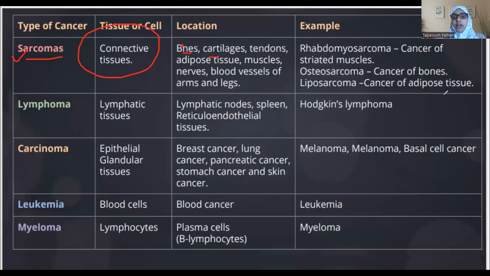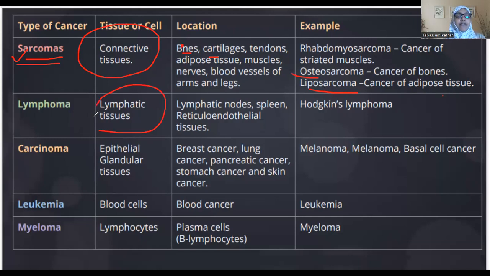So you have rhabdomyosarcoma, then osteosarcoma if it is of the bone. If it is of the fatty tissue, that is adipose tissue, then it will be liposarcoma. In general, it is sarcoma, and depending upon what tissue, if it is of the bone, osteo, if it is of the adipose, then it is liposarcoma. Accordingly, these cancers are named.